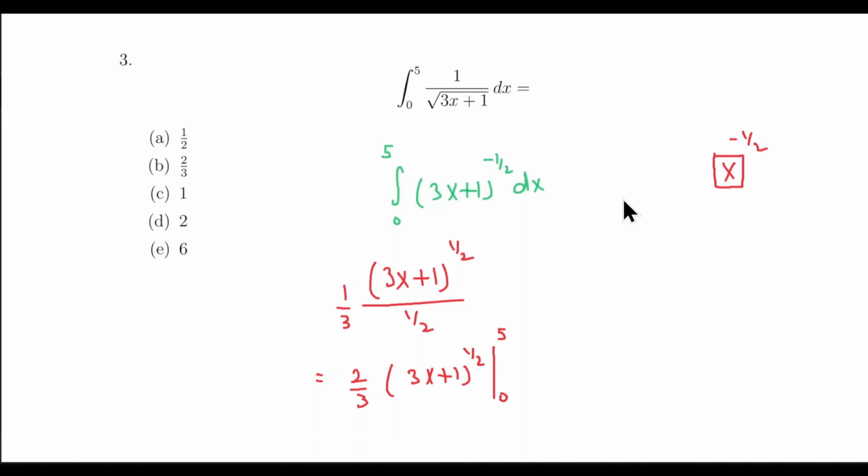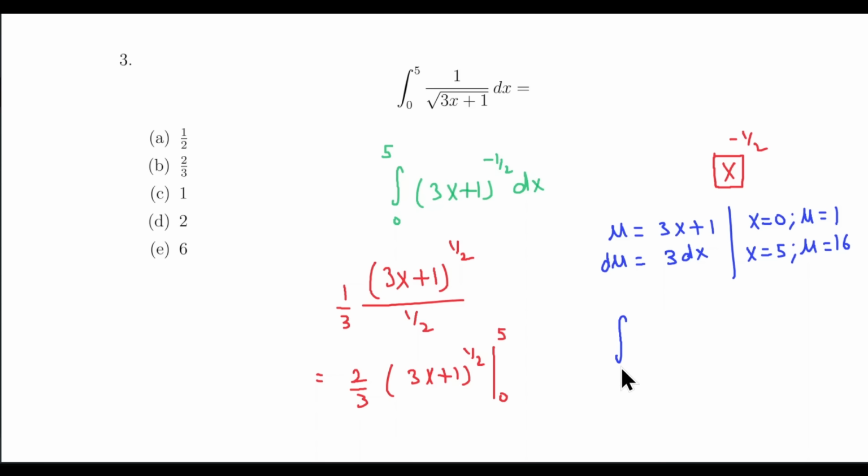Of course, if you are not okay with that, I'm going to use a u sub. So u is equal to 3x plus 1, which means that du will be equal to 3 times dx. And remember, the bounds are going to change. So when x is 0, u will be 1. And when x is 5, then u will be 16. So this is going to be 1 to 16, 1 over square root of u. And dx, if you understand, is du over 3, right? Because I divide both sides by 3. So this is du over 3.